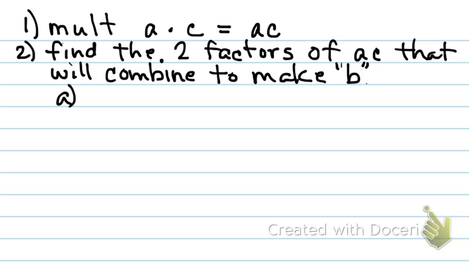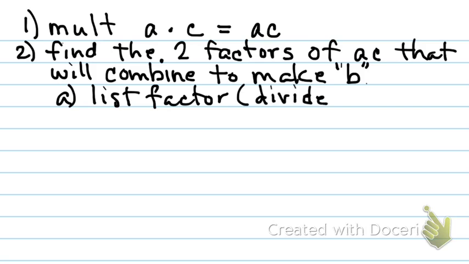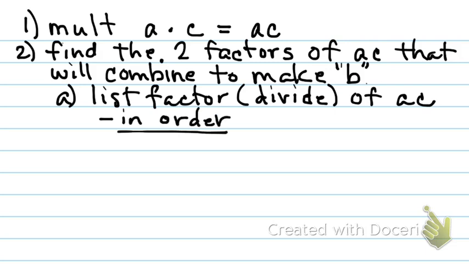First thing, simply list factors. And remember, that means things that divide evenly, of AC. And when you're listing factors, do it in order. Don't just jump around and say, well, let me try 5, let me try 7, let me try whatever. Okay? List the factors in order.